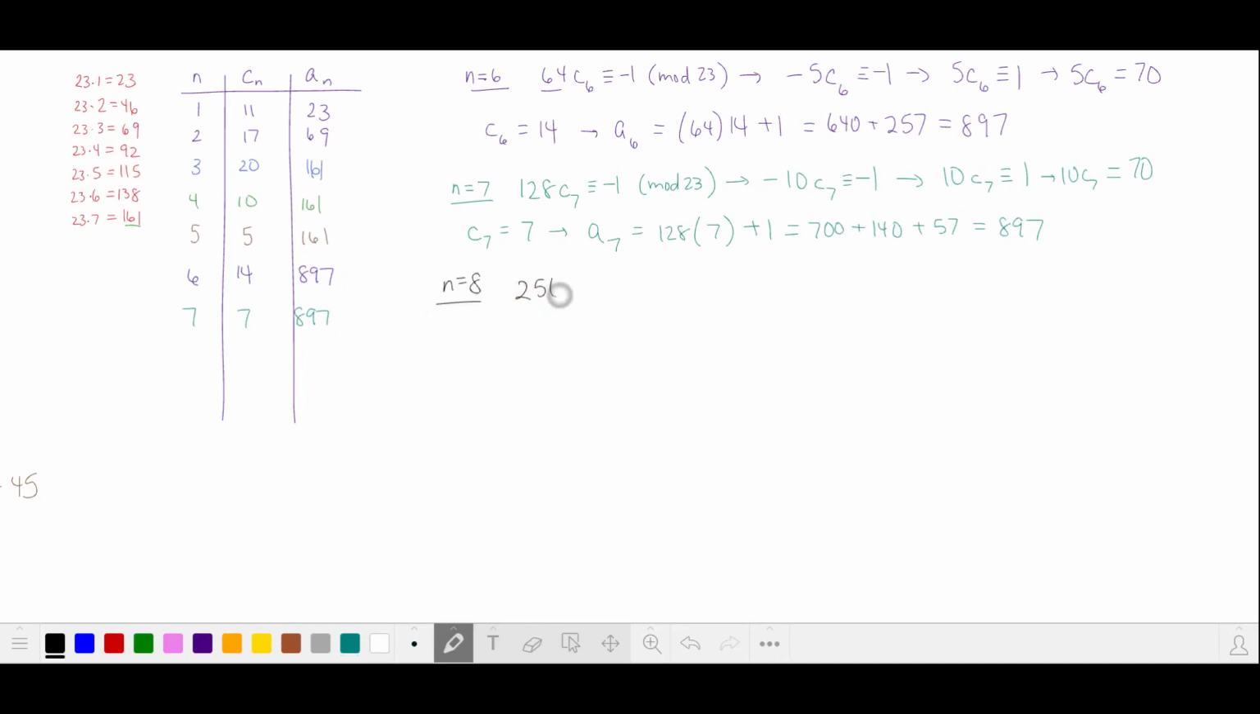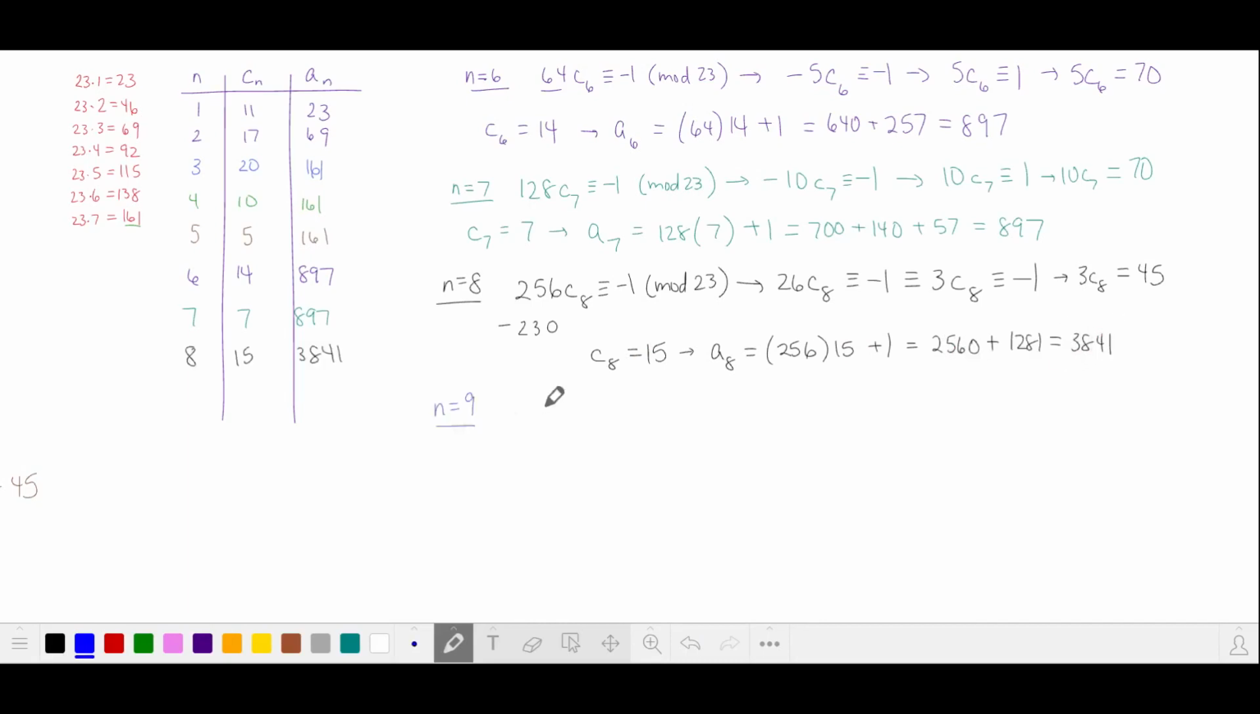Now we have 256. We'll subtract multiples of 230 to reduce this coefficient, and 26 is the same as 3 in mod 23. We'll subtract 1 from each of these multiples of 23, looking for a multiple of 3, and we find it in 45, which means C8 is equal to 15, and A8 is 256 times 15 plus 1. And multiplying this out, we get 3841. Just a few more left.